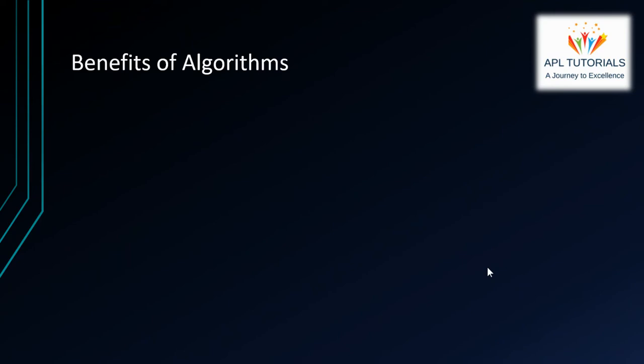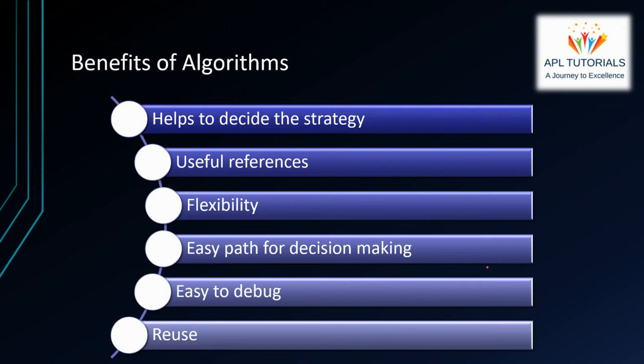Now there are certain benefits of computers and there are certain limitations also. Each thing has an advantage and a disadvantage. So today we are going to discuss the advantages and the disadvantages of an algorithm. The table is in front of you. It helps to decide the strategy, what strategy you want to follow.